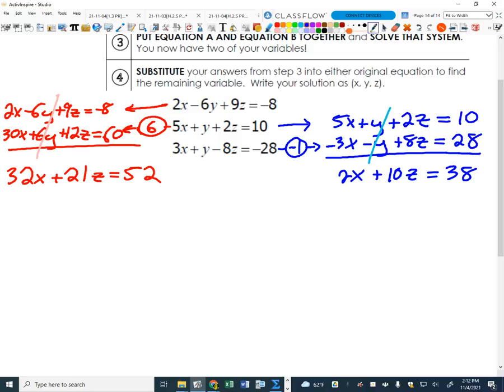Okay, now I'm going to combine. I've eliminated the y's from these two equations. I'll combine these into a smaller 2 by 2 system.